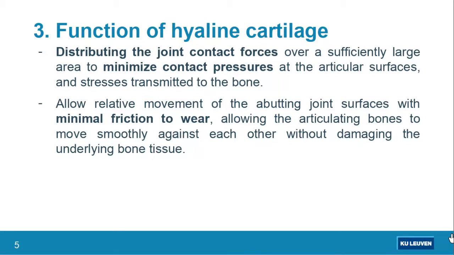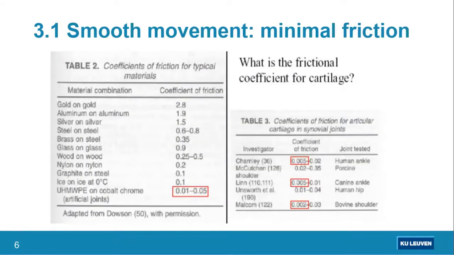For example, in this slide, I have included this table, which I really like because you can see the coefficient of friction of different materials. If you have a look at the coefficient of friction of ice on ice, which of course is a very slippery material, this coefficient of friction is 0.1.